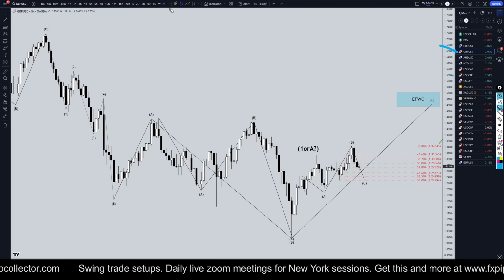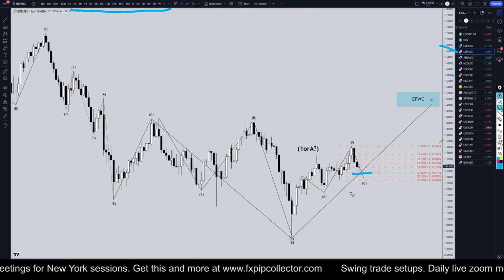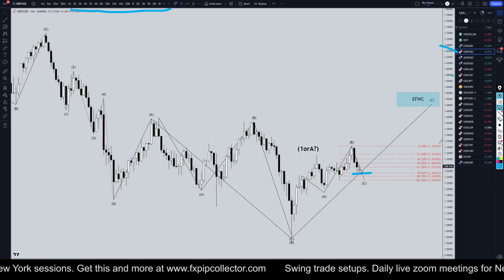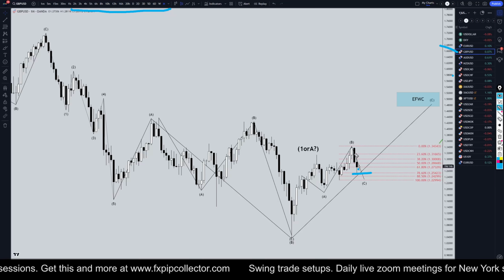So on the monthly time frame, we are sitting at the 78%, but we don't really know if this is going to hold or not. It definitely could turn into an expanding correction, which would go down and take out all these lows before it actually does end up continuing the uptrend.